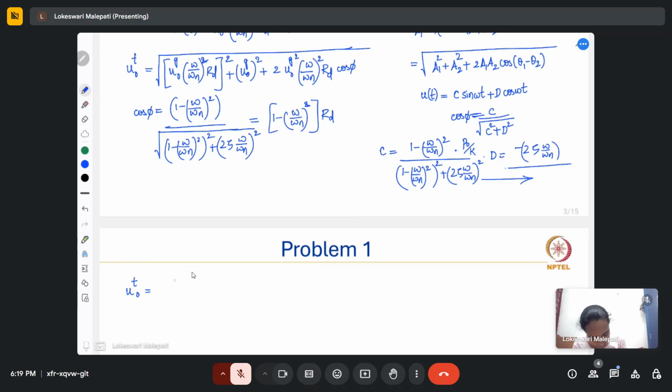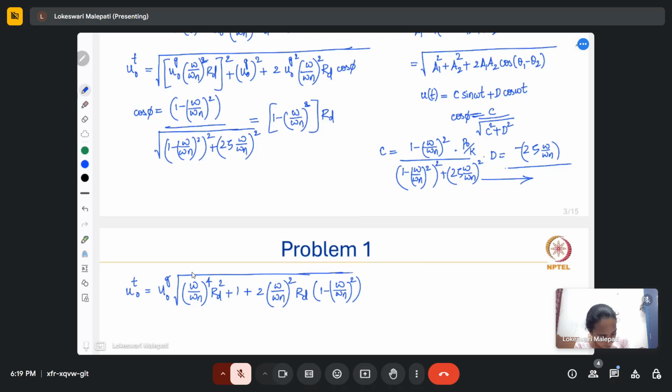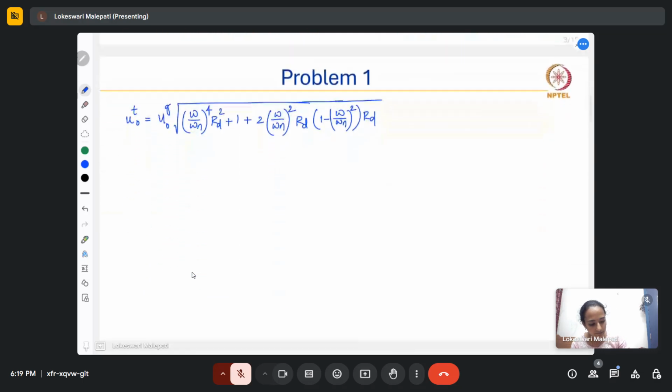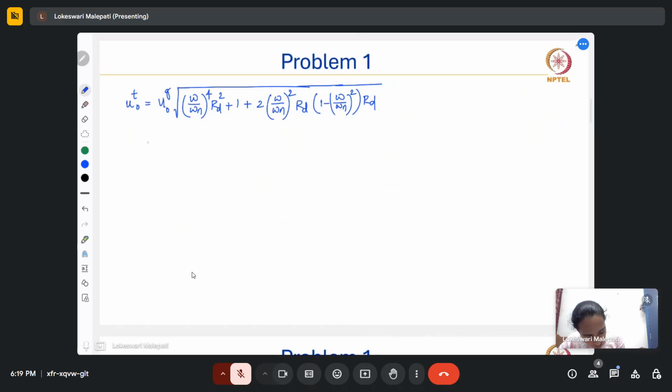So u t0. In every term we have common ug naught, so we can take that term out. ug0 times omega by omega n whole power 4 RD square plus 1 plus 2 omega by omega n whole square times RD, 1 minus omega by omega n whole square, and then we have one more RD.